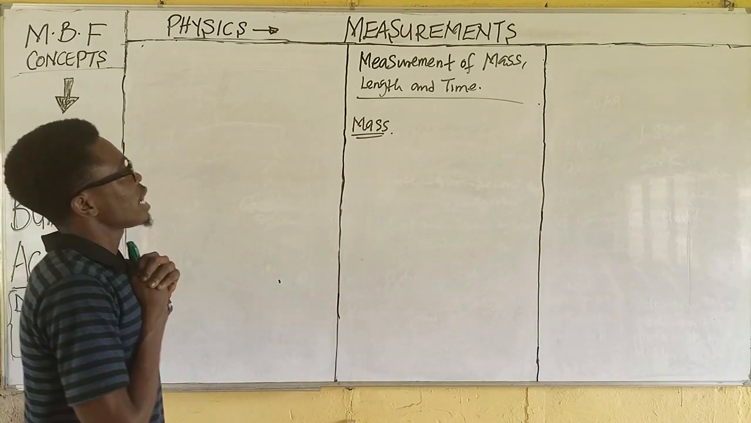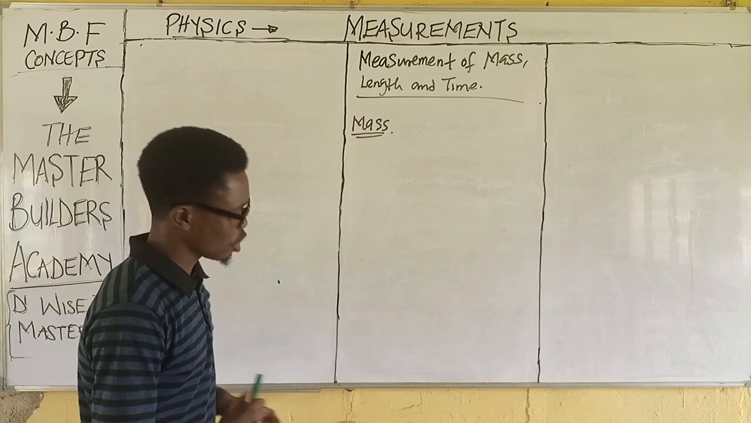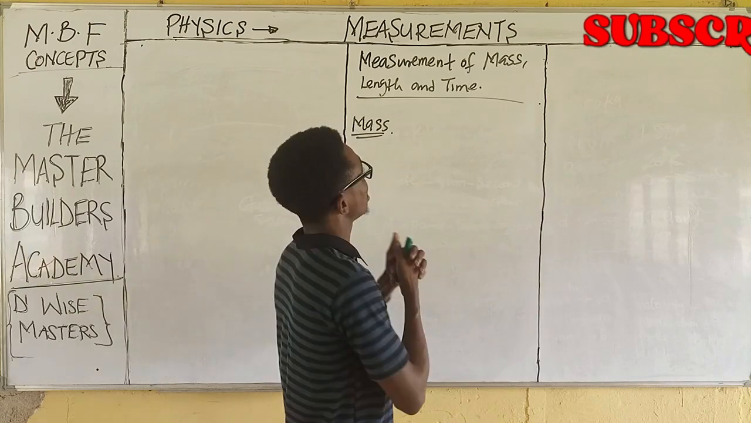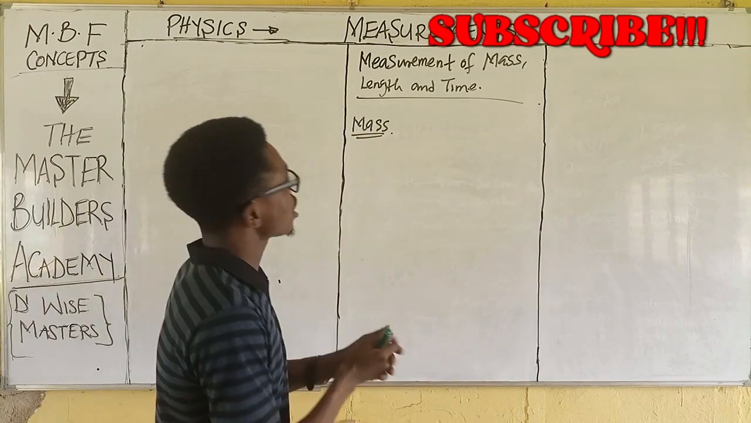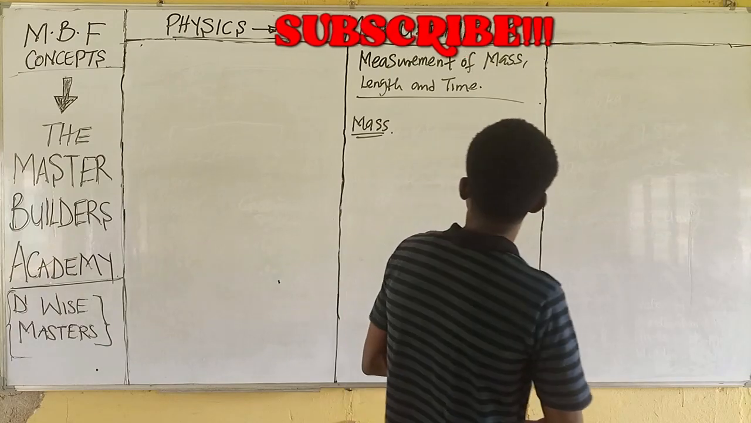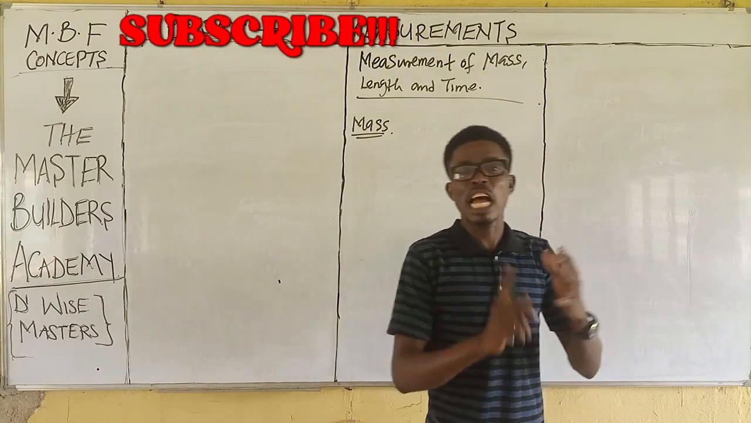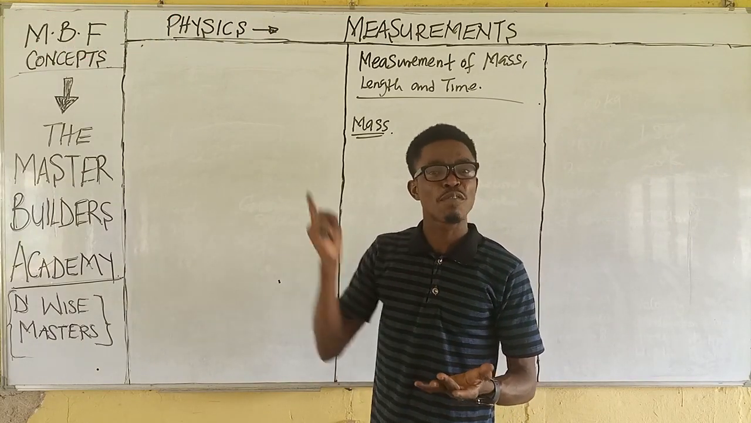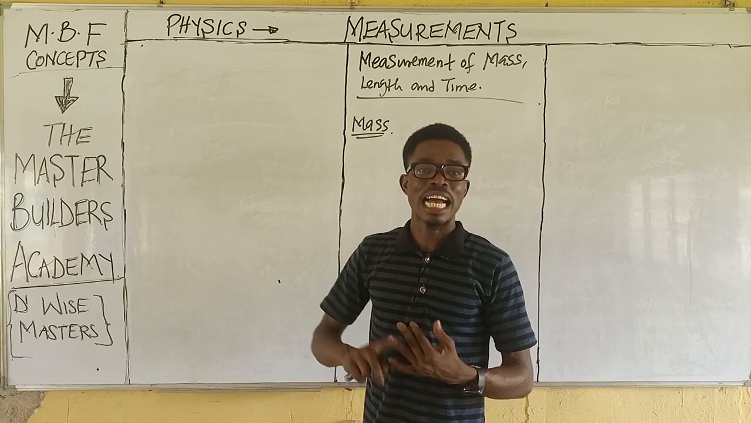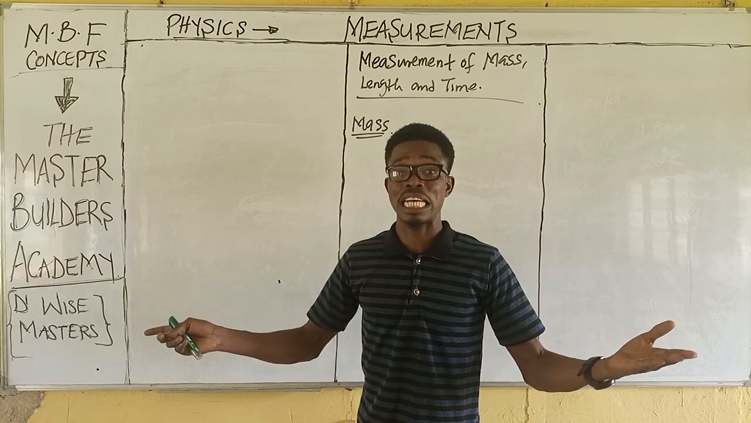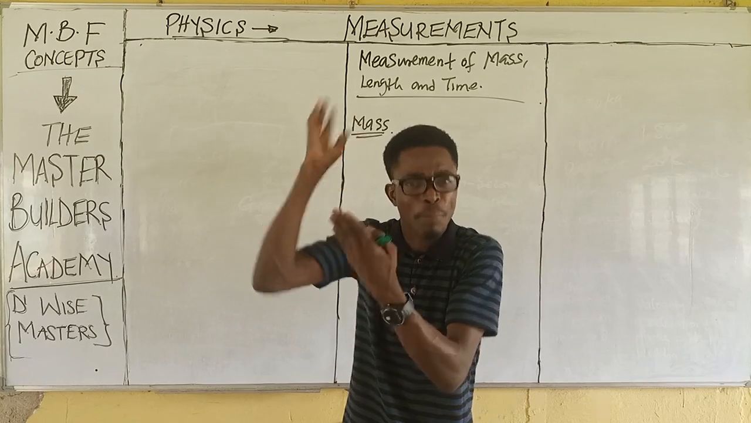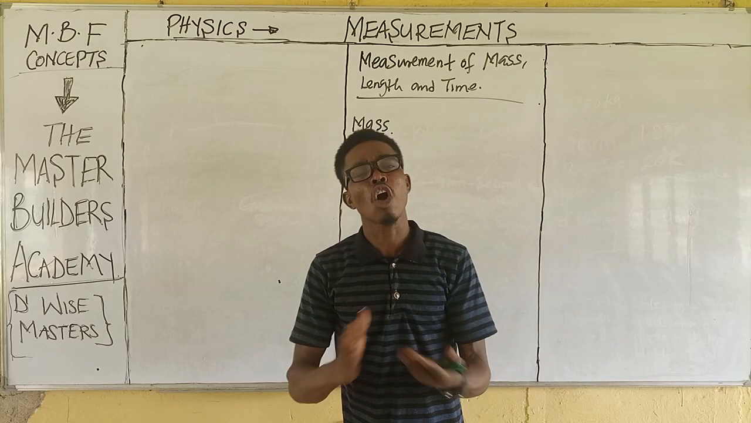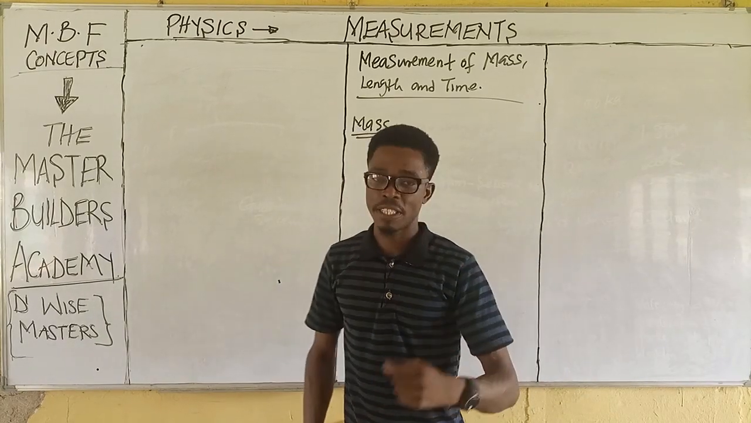On the board, we have measurement. Of course, you have been looking at measurement for quite a number of time now. And in this particular class, we are going to be examining the concept of measurement of mass, length, and time. Of course, by now you should know what mass, length, and time are all about. They are the three major fundamental quantities that are much recognized in physics. We have others, but these three are the most important among all other fundamental quantities.